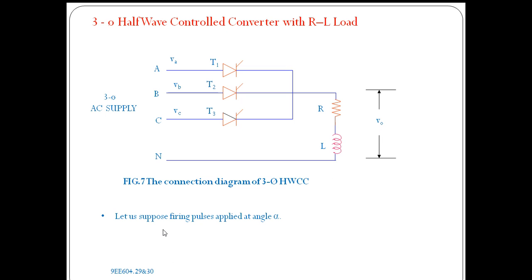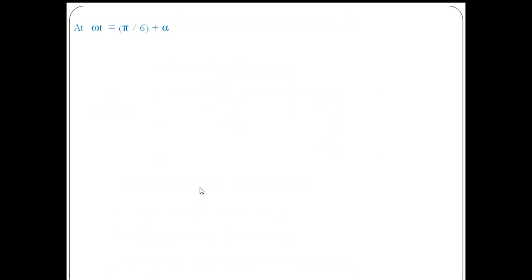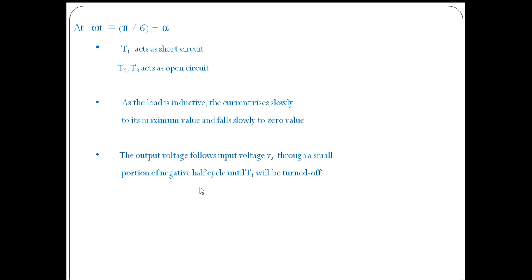And let us fire the SCRs with a delay angle of alpha. Let us suppose firing pulses are applied at an angle of alpha. Thyristors T1, T2 and T3 will be triggered at instances 5 pi by 6 plus alpha, 9 pi by 6 plus alpha, as in the earlier case. At 5 pi by 6 plus alpha, T1 acts as short circuit and T2, T3 will be open circuit.